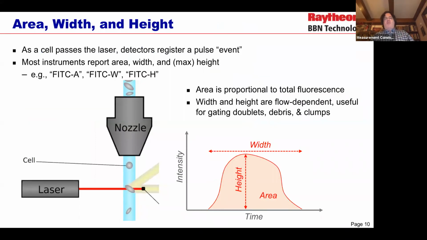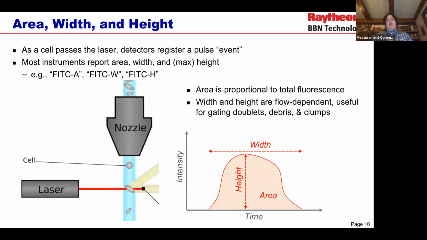Let's talk about one more thing about how the instrument works. When those cells are actually passing through the laser, that's not an instantaneous thing. It happens pretty fast, but what actually gets measured is a pulse, where as the leading edge of the cell or other particle goes into the laser, the fluorescence response goes up, it stays up, and as it comes out of the laser, it goes down again.